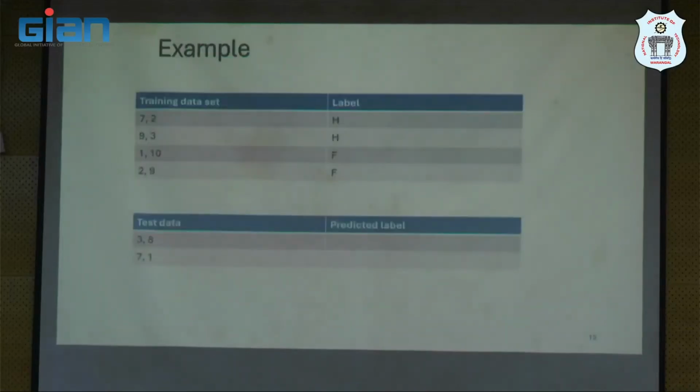Okay. So here is an example, and it's for you to do it now. I'm going to give you 10 minutes. I have a training data set with labels, and I have 2 test points. Follow the approach and solve. You can discuss and work together as a team for this activity. Try to predict the label for the test points 3, 8 and 7, 1.